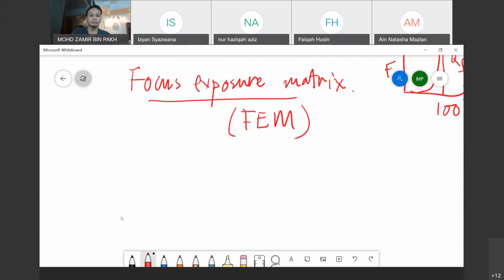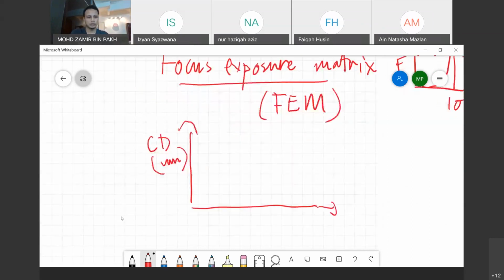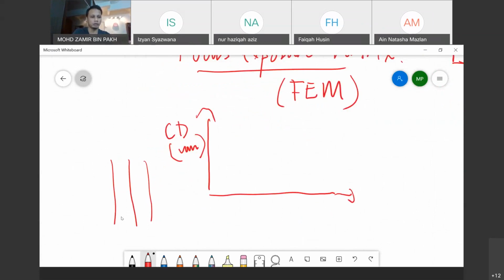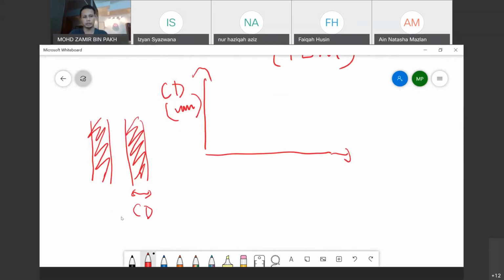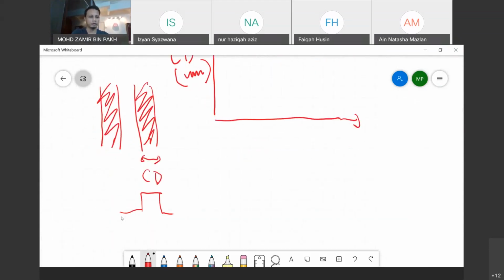So what you do, CD will be measured on the Y axis. So CD here, what is it? CD is the width of the lines. Not necessarily metal lines. So this is the line that you have printed on your wafer. So it's called CD or critical dimension. From the cross section, it's going to look something like that of the resist. And we have printed it. Cross section, okay. You can see, this is the CD.